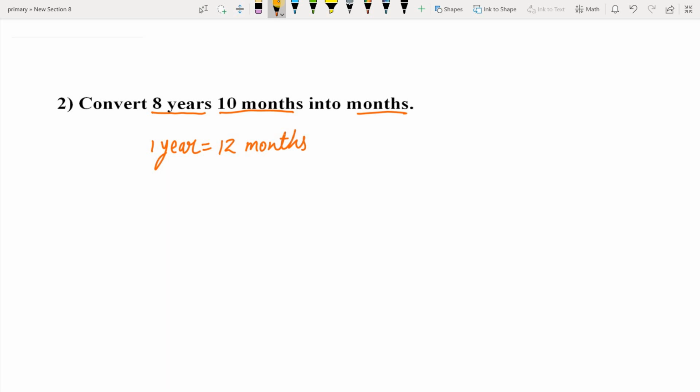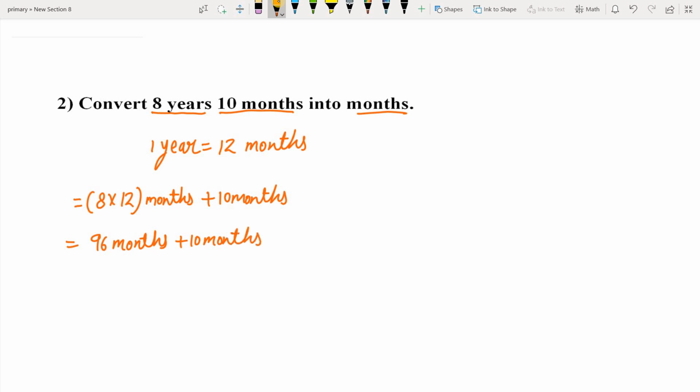उसी तरह से 8 years में कितने months होते हैं ये पता करने के लिए हम 8 को मल्टीप्लाई कर देंगे 12 months से और हम उसमें 10 months को ऐड कर देंगे. So 8 multiplied by 12 we get 96 months. अब इस 96 months में हम 10 months को ऐड कर देंगे. So 96 months plus 10 months we get 106 months.